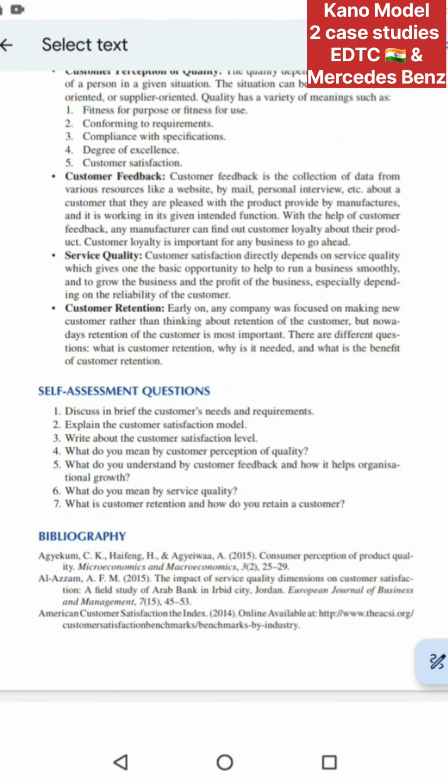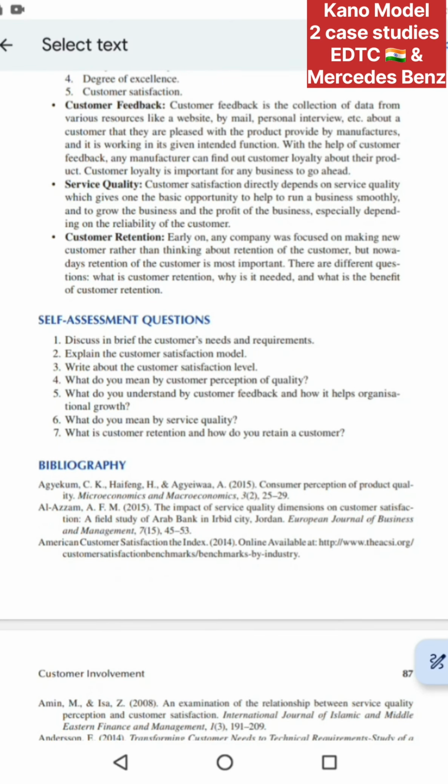I hope these 2 case studies, one from EDTC and the other from Mercedes-Benz, have given you great insights.